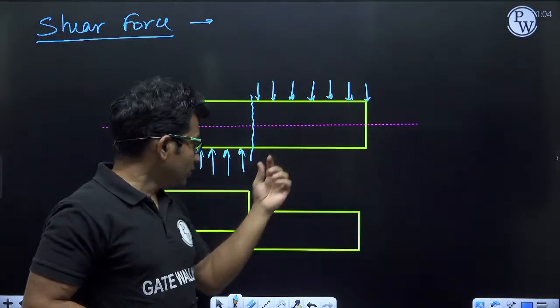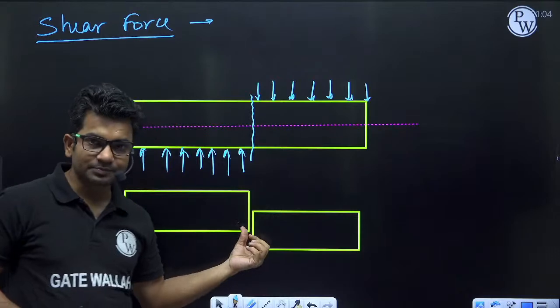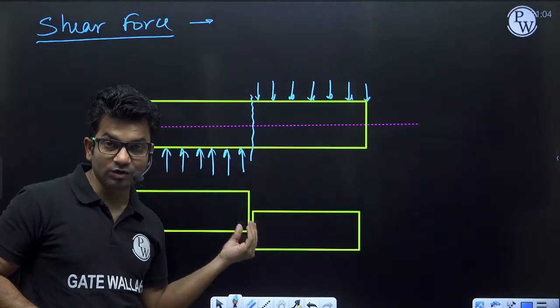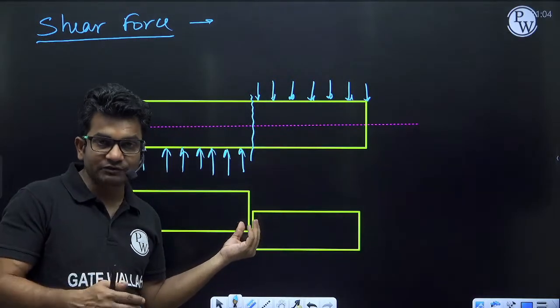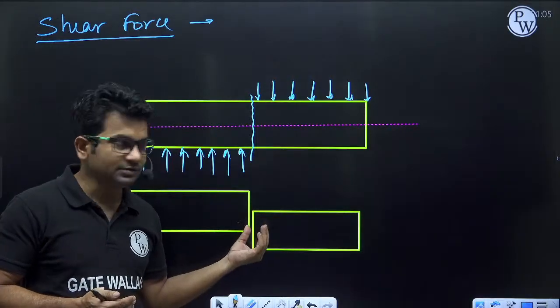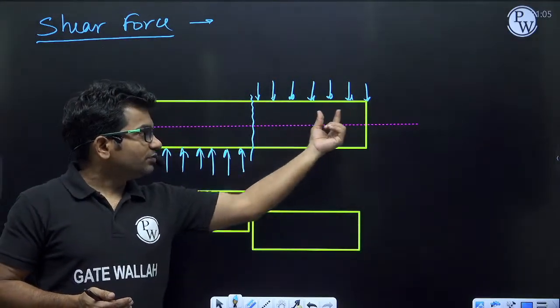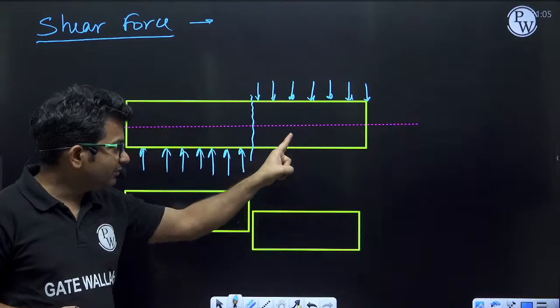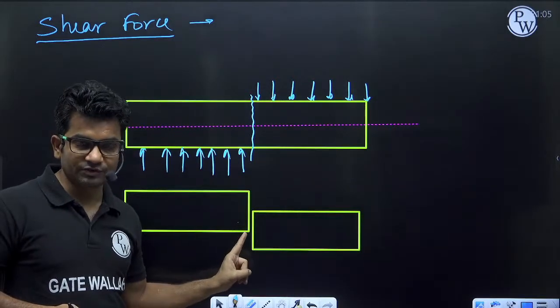So for shearing, for this type of failure or this type of tendency of failure, transverse force will be responsible. Axial force is not responsible for this type of failure.